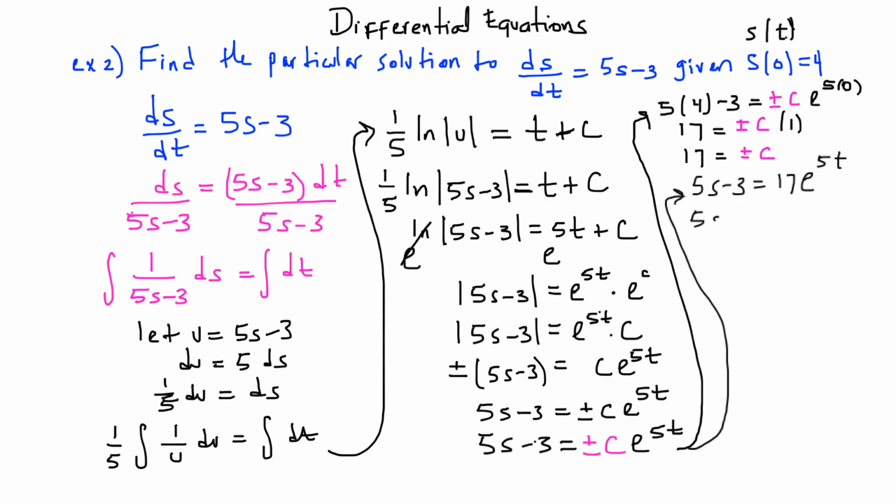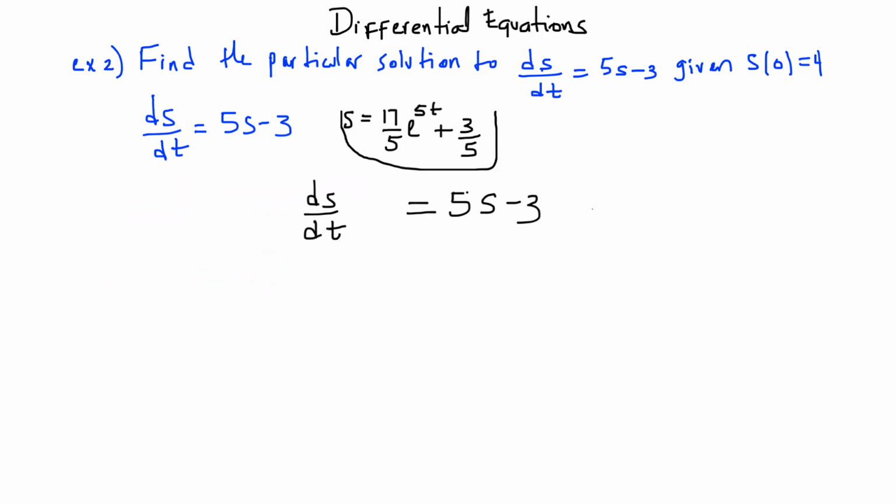So 5s is equal to 17 e to the 5t plus 3. And then last but not least, divide by 5. And so there's our expression for s. S equals 17 fifths e to the 5t plus 3 fifths. Now you could also call it s of t if you want. And this is our final particular solution to the differential equation.